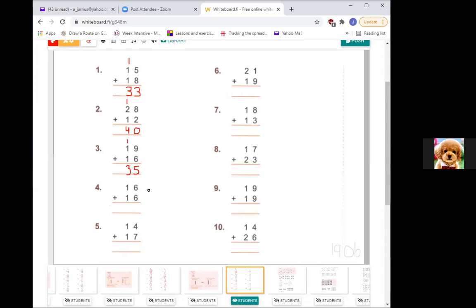Alyssa, will you do number 4? Okay. Thank you. 16 plus 16. 6 plus 6 is 12. What do I do? You write the 2 there. That's right. Write down the 2, carry the 1. And the total is 32, I think. Very nice. Thank you so much. Well done. Evan, will you do number 5?